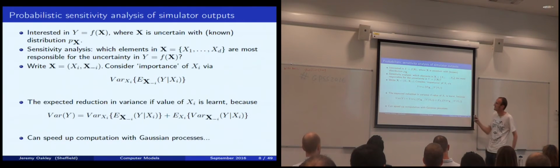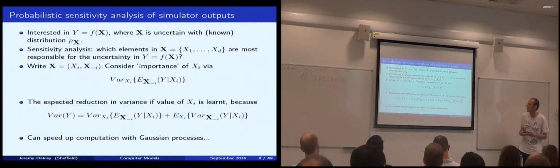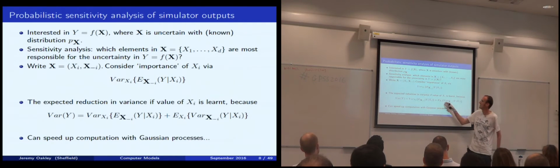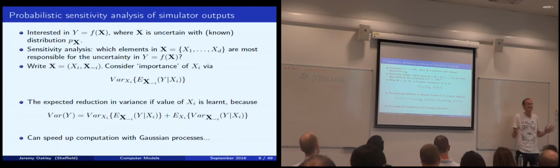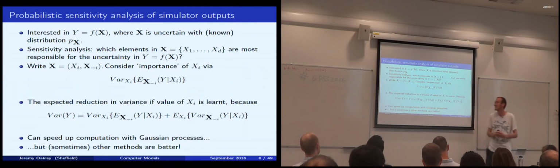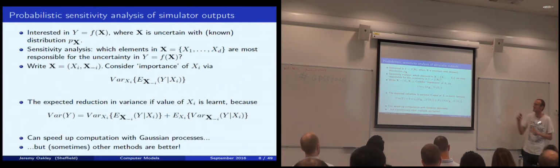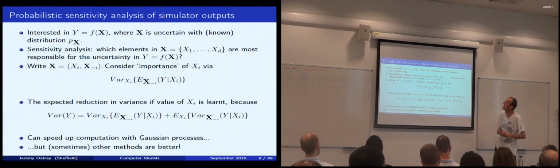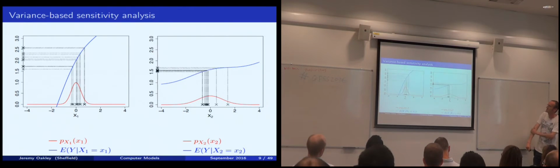Now, again, this is another application where people are interested in Gaussian processes because these things can be quite computationally expensive to obtain. And it is possible to speed up the computation with Gaussian processes. I'm going to commit a heresy now and say that actually we don't always recommend it. There are better ways of doing this for this particular problem. But certainly Gaussian processes can be useful for doing the computation here. So that's just an illustration of what's going on.